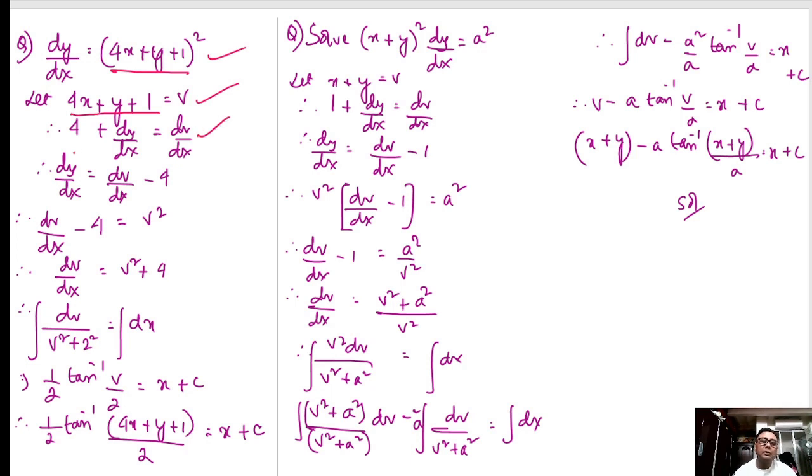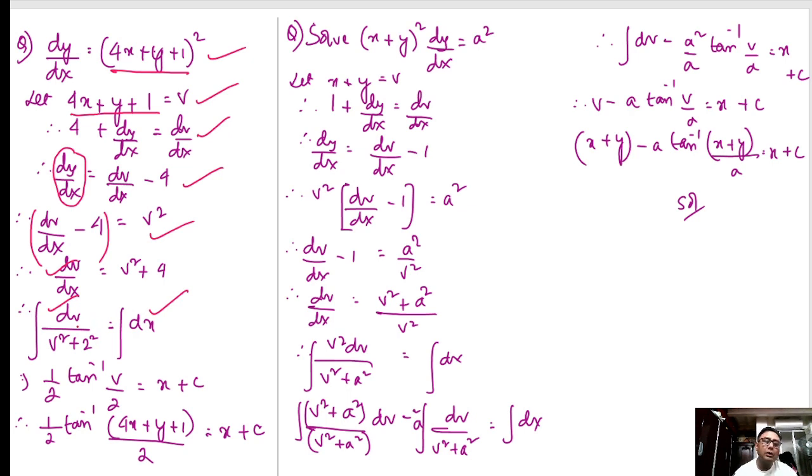That means in place of dy by dx, put dv by dx minus 4. So here we have replaced it. Dy by dx is dv by dx minus 4, and this is v square. Now it becomes easy for us to separate the dv part and the dx part and put the integration signs.